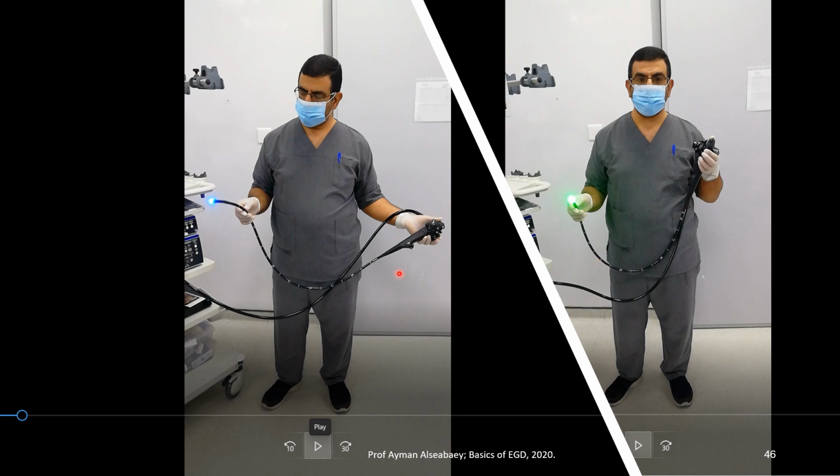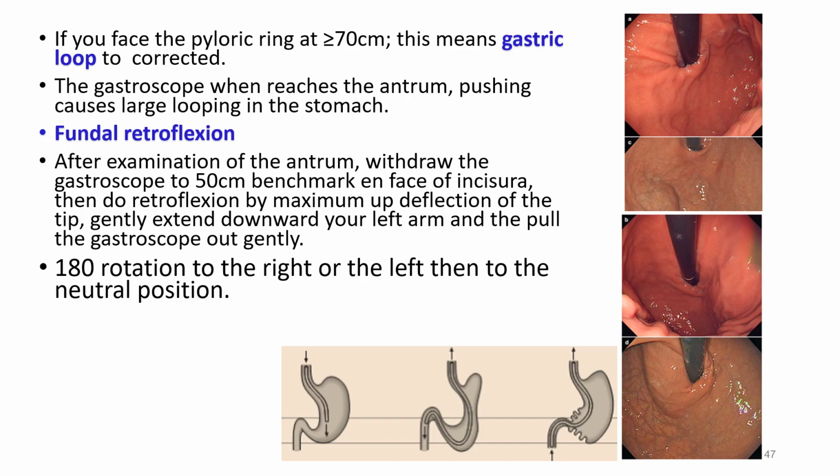Here, when I tried to do retroflexion, I made full extension of my elbow. This is the full extension, and this is the full flexion. I will tell you when to use this. At 50 centimeters from the incisors, when I am facing the incisura, I will make maximum up and full extension of my elbow, and I will begin to pull out the endoscope.